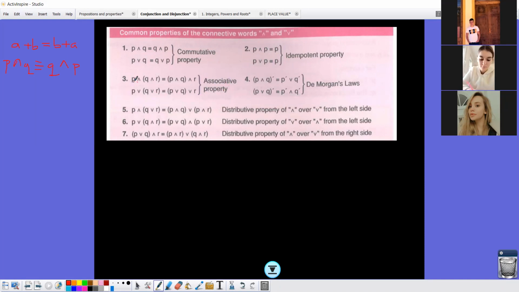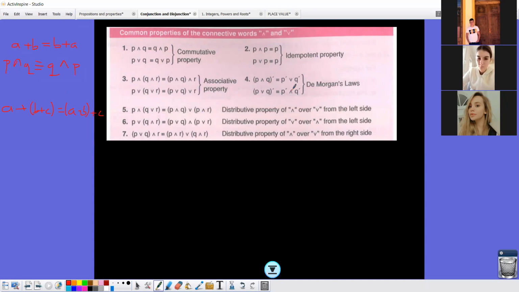Also, you have the associative property. What does it mean? Look, 3 propositions, and between them we have and. So you can change the groups. Look, it is P and, in the parentheses, Q and R. So you can do it like, in the parentheses, P and Q, and R. It's the same as these properties: A plus B plus C is equal to A plus B plus C, yes?